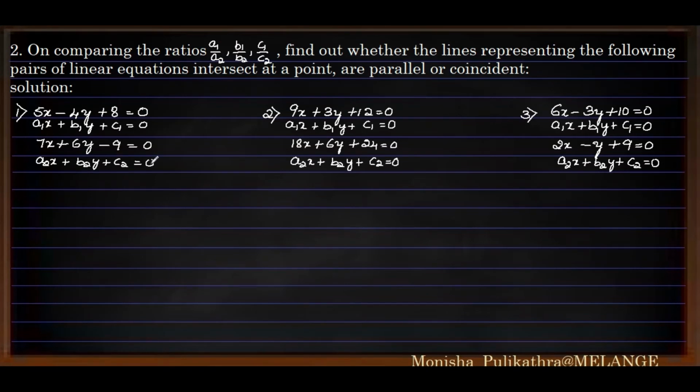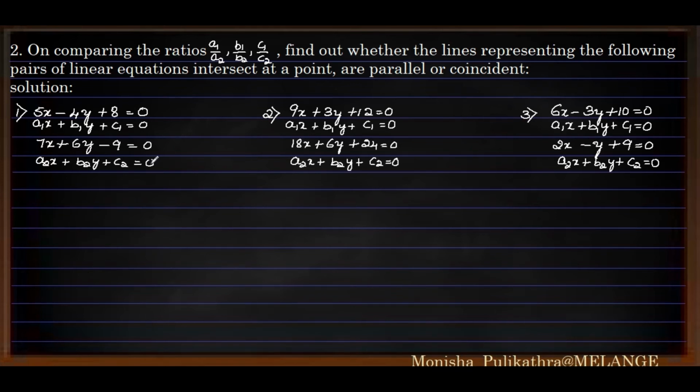In second main there are 3 sub questions. Okay, in this there is no need of writing any graph. We have to find out the ratio a1 by a2, b1 by b2, c1 by c2, and then we need to find it out whether it is intersecting line, parallel or coincident. Okay, so these are the things we need to find out.